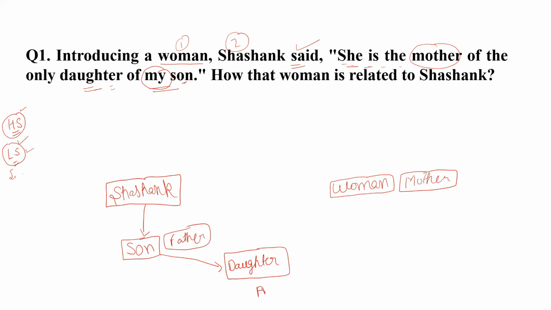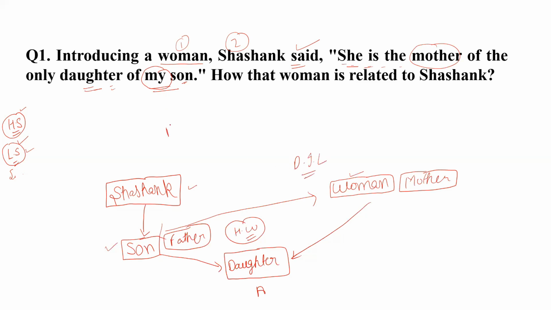Suppose this lady is named A, and this woman is the mother of this lady. That means that both these parties, like this and this, the son of Shashank and that woman, should be having the relationship of husband and wife. Okay. So that means if this man is the son of Shashank, then ultimately this woman should be daughter-in-law for Shashank.